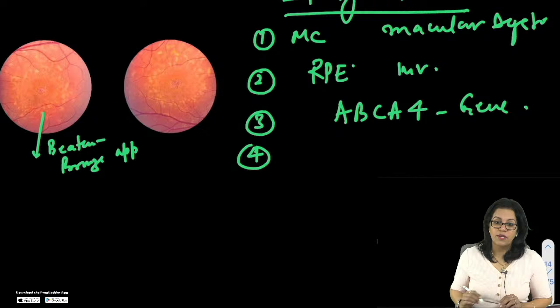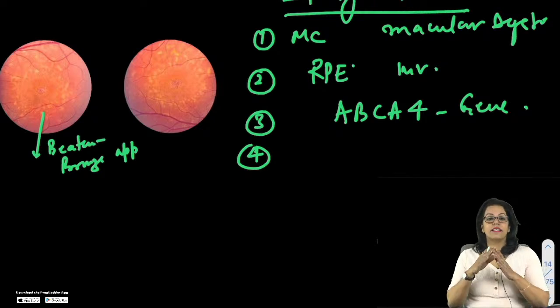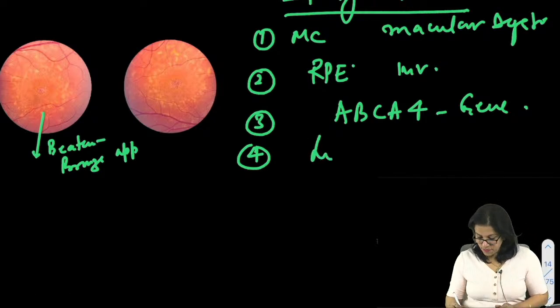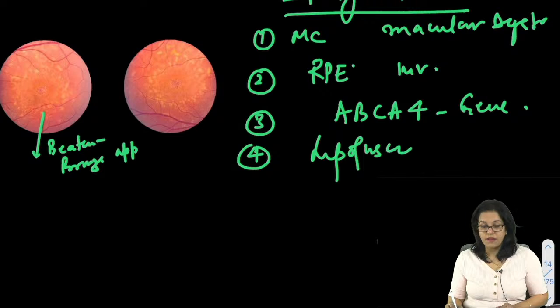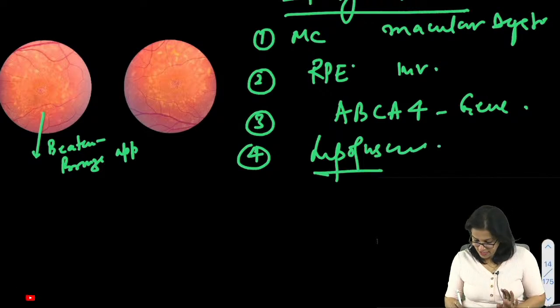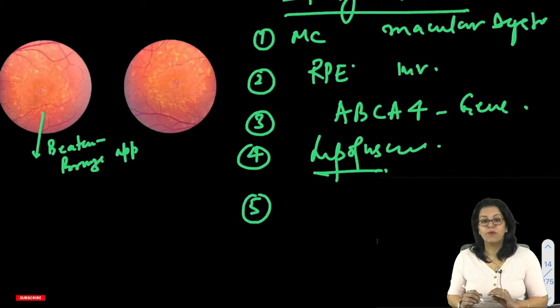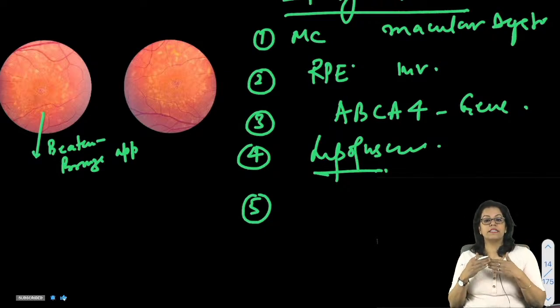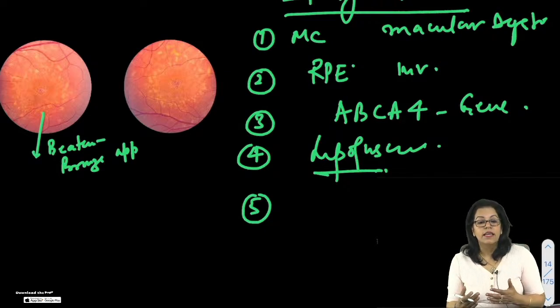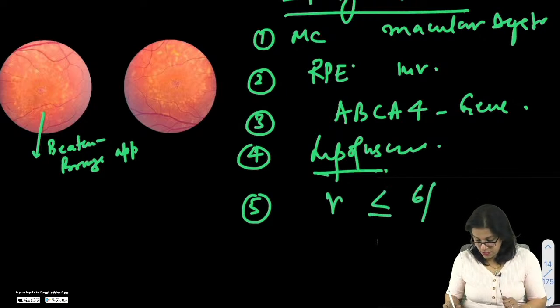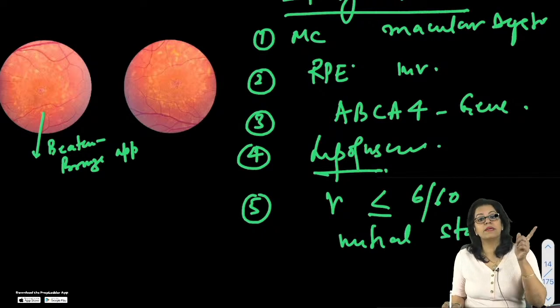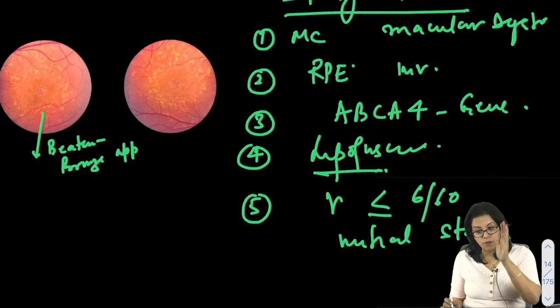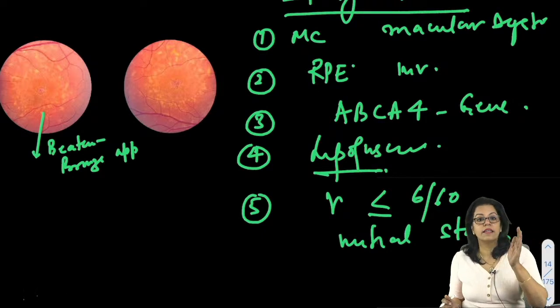What next point will you know about Stargardt's? It is the dense lipofuscin deposit. Investigation we have just discussed, right? So that is done. And a very important point here: it is mainly presented in the initial decades, and the patient will have vision of around 6/60 or less in the initial stage itself. This is different from Best's disease, where the vision drops in a late stage. Here it is happening in the early stage.